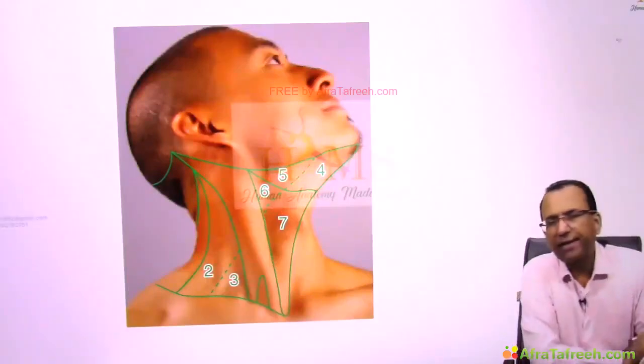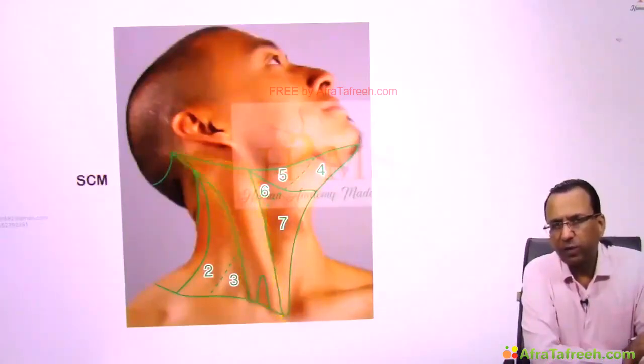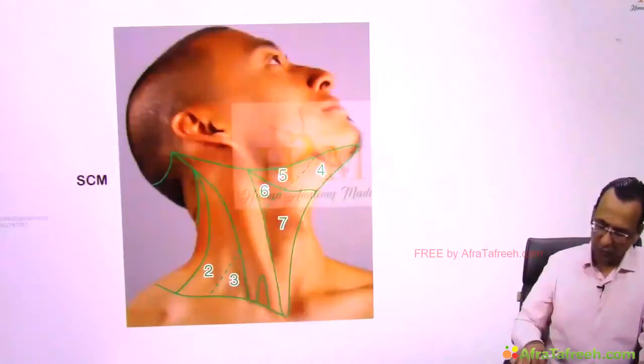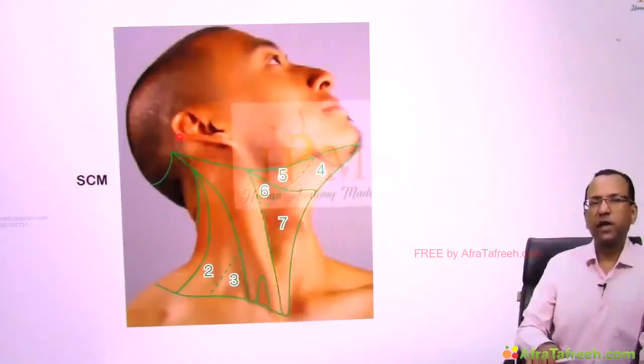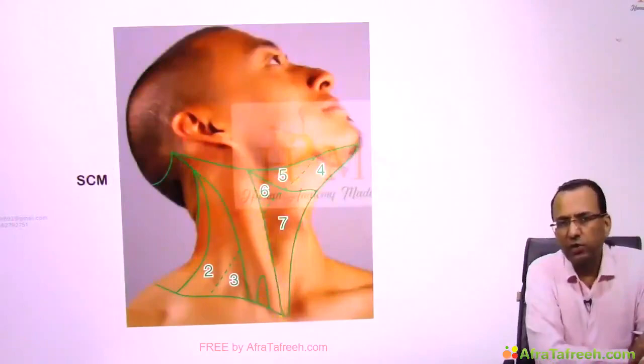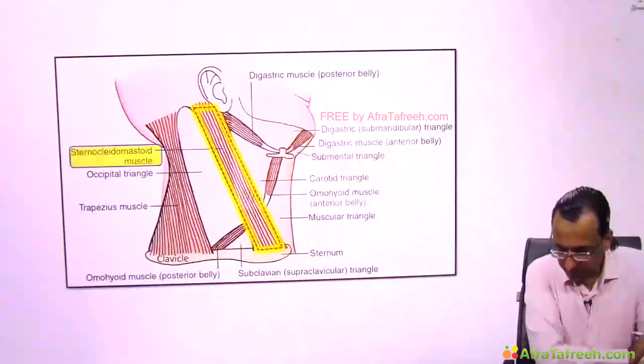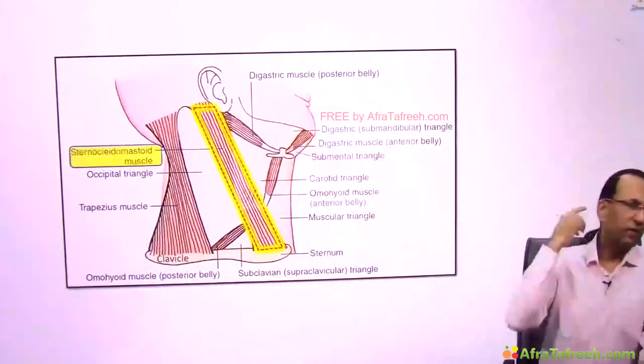See, the boundary line is this muscle. What is that? Sternocleidomastoid. Why is it called so? Because attaching to sternum bone, clavicle bone and the mastoid bone. So it is taking origin from sternum bone, clavicle bone and attaching to mastoid bone. That is why the name is sternocleidomastoid muscle, and it is the boundary line between the two triangles.